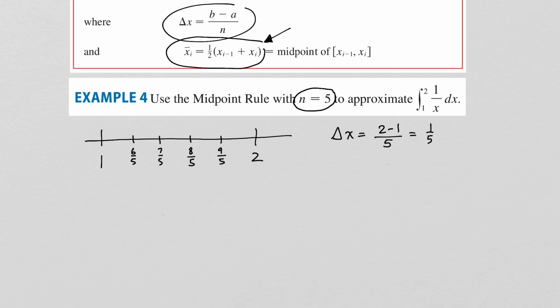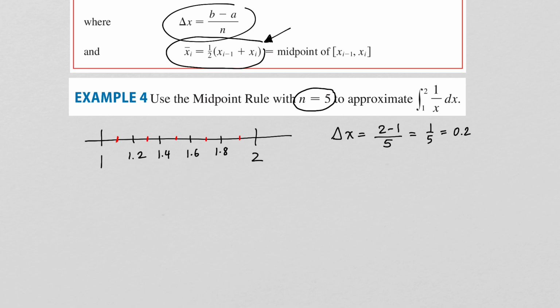Now, to use the midpoint rule, you need to find the midpoint of each of these intervals. The truth here is that it's probably better to use decimals instead of fractions. So if we know that 1/5 is the same as 0.2, we can rewrite 6/5 as 1.2, 7/5 would be 1.4, 8/5 is 1.6, and 9/5 is 1.8. So let's put those in instead.